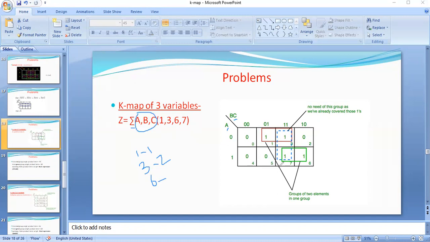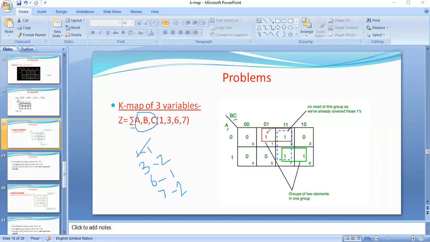Next, min term 6. For min term 6, only one cell is adjacent, that is 7 only. So the number of adjacencies is 1. And for min term 7, the number of adjacencies is 2. See here, for min term 7, 6 is adjacent and 3 is adjacent. After that, we have to give priority to the least number of adjacencies. See here, I am taking 1.